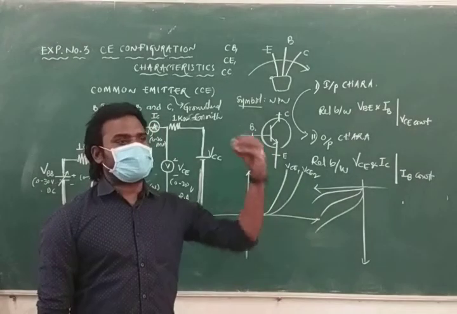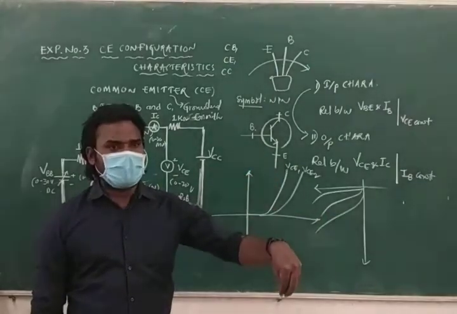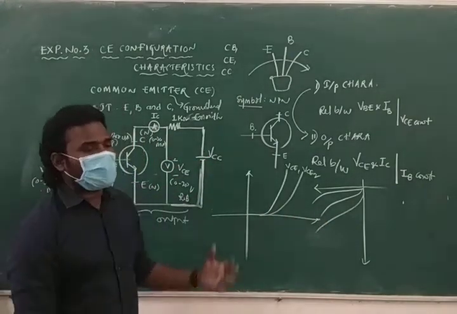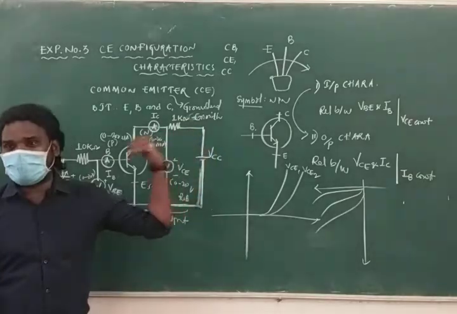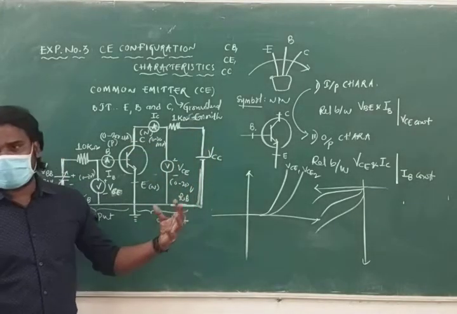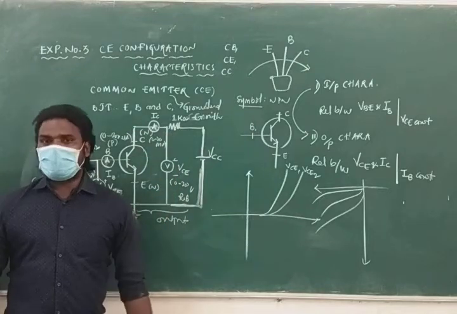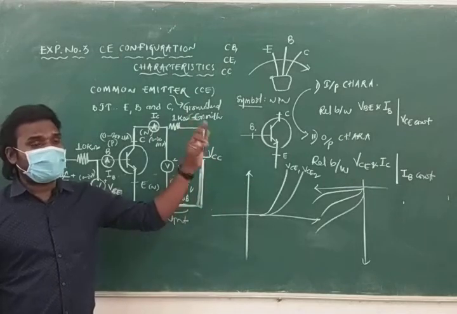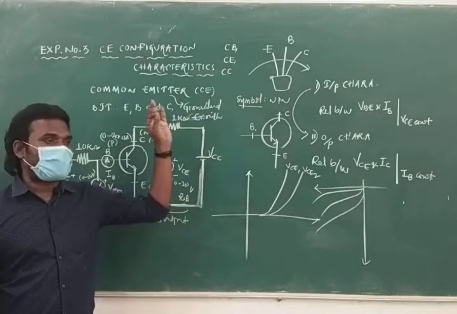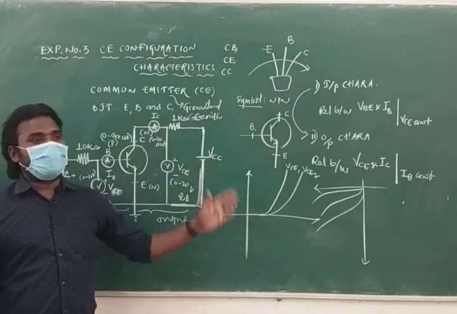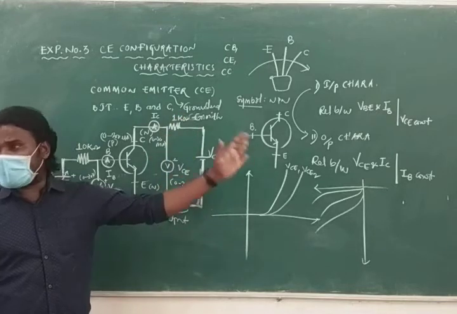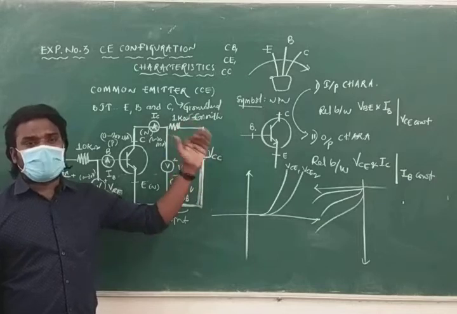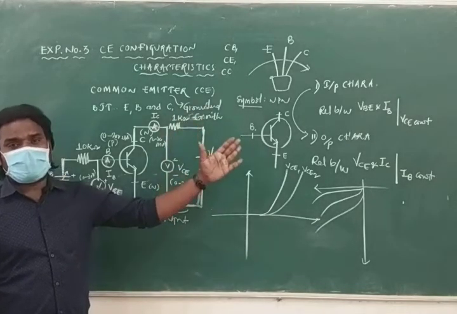Input characteristics means it is always a relation between the input voltage and input current by keeping output voltage constant. Output characteristics means it is always a relation between the output voltage and output current by keeping the input current constant. But that thing we have to prove by doing an experiment. Right? And this is very, very important from the theory examination point of view. Without this question, you cannot find the question paper. Explain the input and output characteristics of CE configuration for 10 marks.